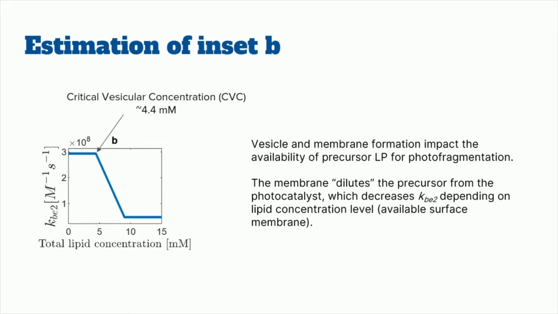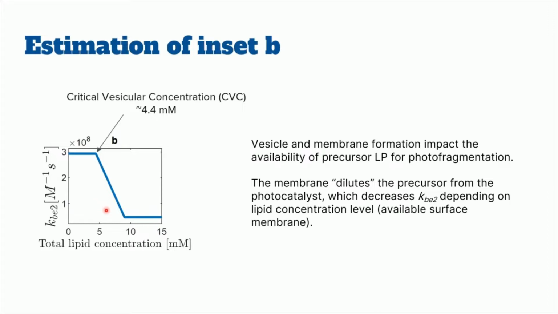Let's take a look at inset B. The rate for the electron donation to the lipid precursor, that is KBE2, is dependent on the total lipid concentration. First, fatty acids associate with the precursor droplets, forming a monolayer. Here KBE2 is constant until the critical vesicular concentration is reached and membrane structures start to form. The membrane formation creates a new area for the ruthenium complex to attach, and so the membrane "dilutes" the precursor from the photocatalyst, which decreases KBE2 depending on the lipid concentration level.